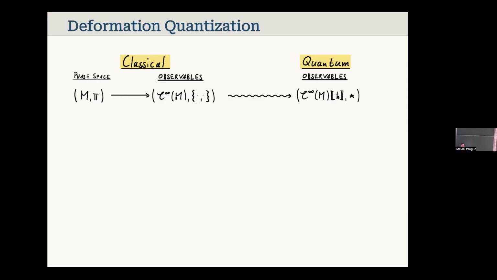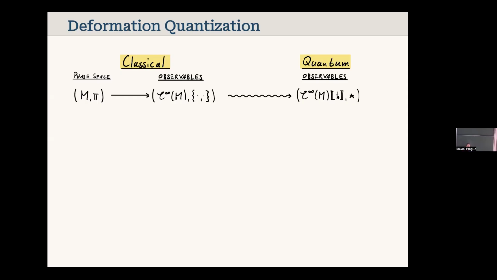So let's start with the general idea of deformation quantization. Quantization is when we want to construct a quantum mechanical system out of a classical mechanical system. In deformation quantization, we start with the classical mechanical system modeled by a phase space. So we have a smooth manifold M, together with a Poisson structure, a Poisson bivector field pi. The smooth manifold M is really the phase space of our classical mechanical system.